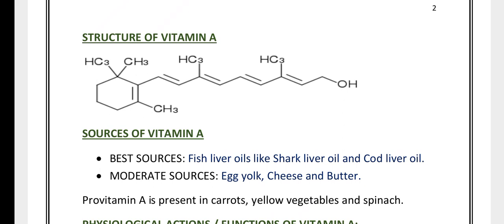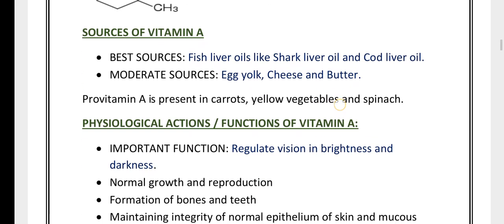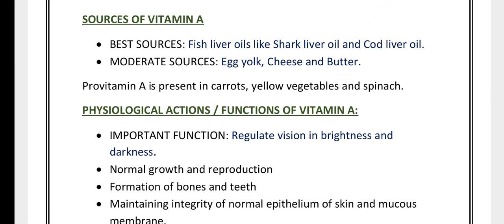So the best sources of vitamin A are fish liver oils like shark liver oil and cod liver oil. And the moderate sources of vitamin A include egg yolk, cheese and butter. And provitamin A is also known as carotenoids. So carotenoids are present in carrot, yellow vegetables and spinach.